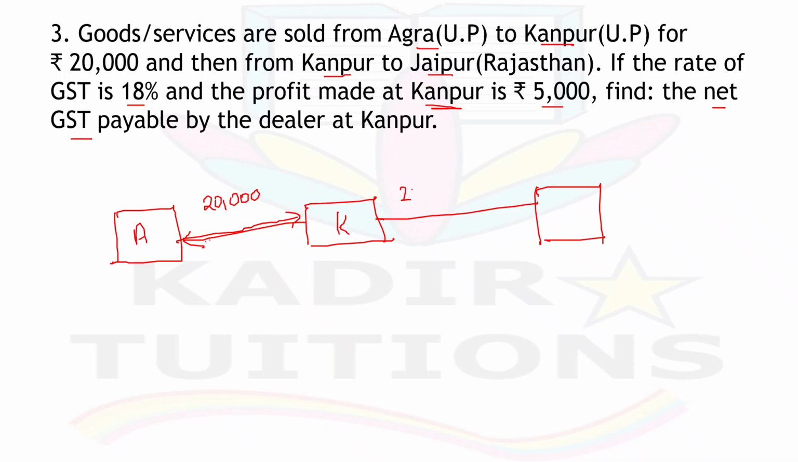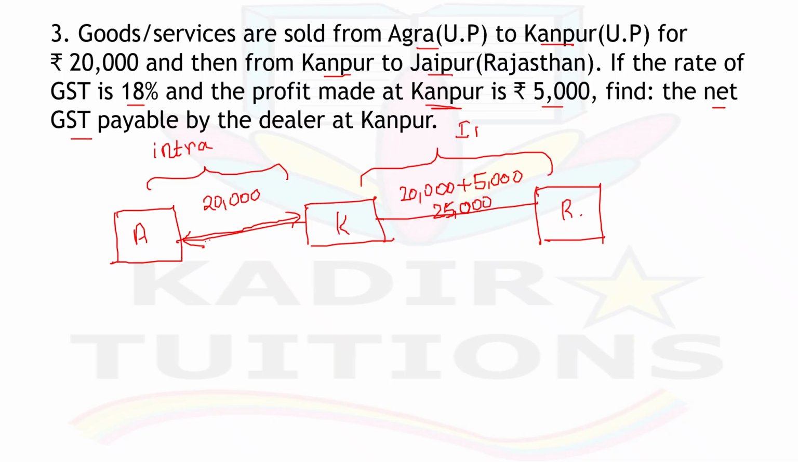Then what is the meaning? 20,000 plus 5,000. So it's going to be 25,000. Now the same goods or services cost got changed to 25,000. And this is Rajasthan. So what is this Agra to Kanpur? It's nothing but intra-state transaction because within a state, and Kanpur to Rajasthan is interstate transaction because from one state to another state. Now the question is, this Kanpur person, how much net GST is he going to pay?